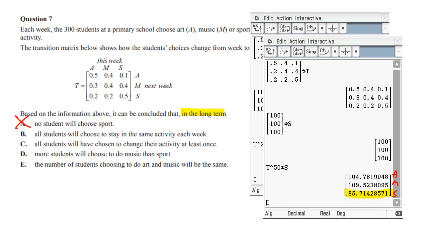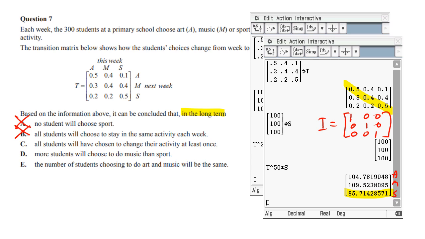Let's have a look at B. All students will choose to stay in the same activity each week. Well, that's your leading diagonal of your transition matrix, right? And that would only be true if it was 1, 0, 0, 0, 1, 0, 0, 0, 1, i.e. the identity matrix, a hidden identity matrix sort of thing. If you're going to choose to stay in the same activity every week, then it'd be 1, 1, 1 on the transition matrix. It's not, so B is wrong.